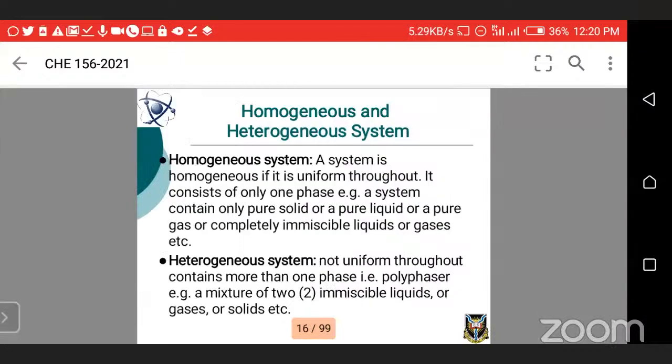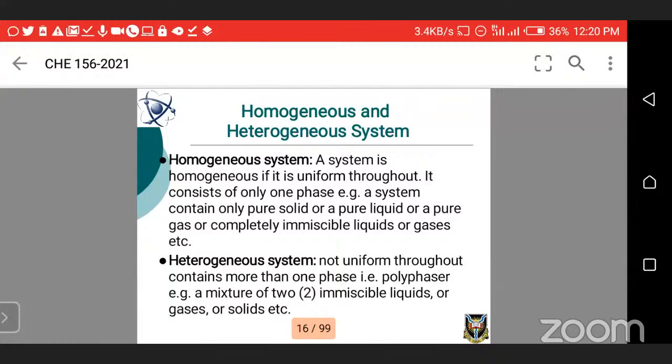Then from there, we look at homogeneous and heterogeneous systems. When we say something is homogeneous, they are uniform, they are in the same phase. So a homogeneous system is a system that is uniform throughout. That is, it consists of only one phase.